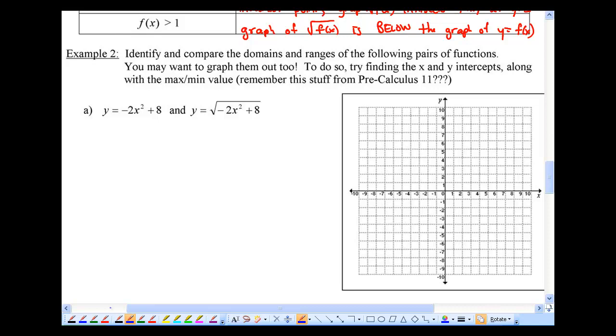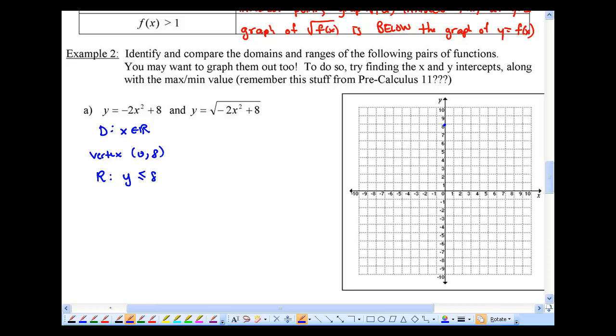Well, the domain of a parabola, I hope you remember, is just all real numbers. In this case, the range ties in with the max and min value. You've got the vertex. Remember that vertex stuff? Look back at your grade 11 notes if you're not too sure. 0, 8 in this case. Opens down because of the negative, so y must be less than or equal to 8.